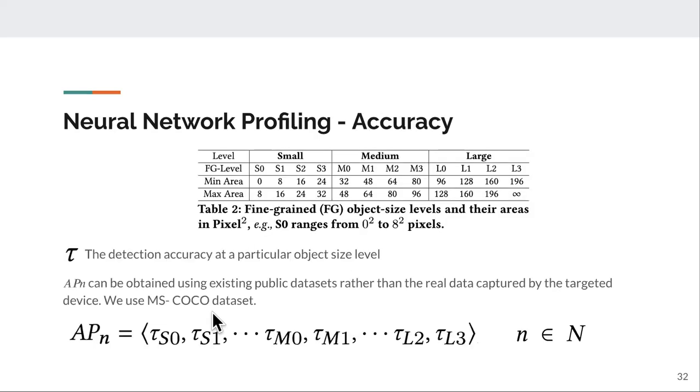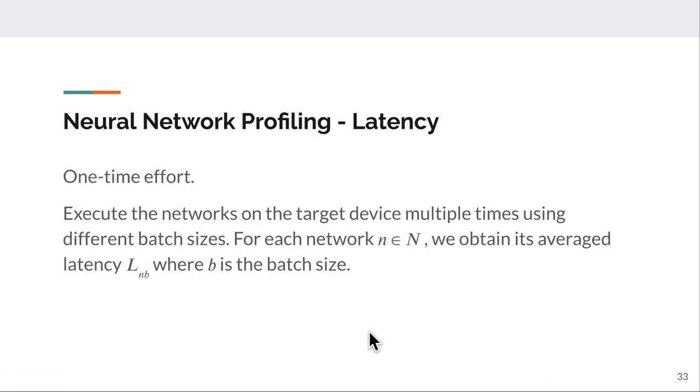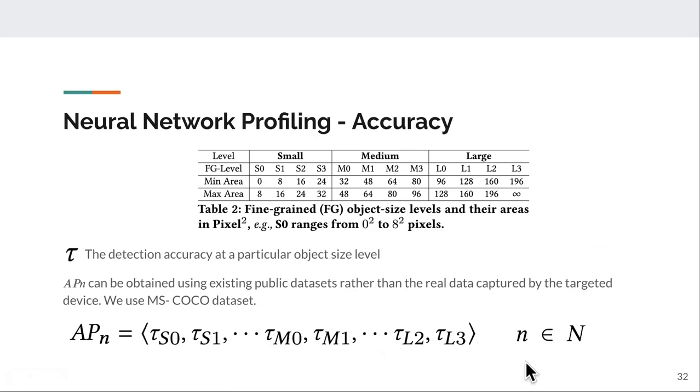Or we can just run it. We can test them on the target device. For instance, if we want to run them on just a Nano, we can run those models on top of those objects with different object sizes. It's a one-time effort. Once we've run it, we'll get this vector representing the accuracies of the neural networks on different object sizes.